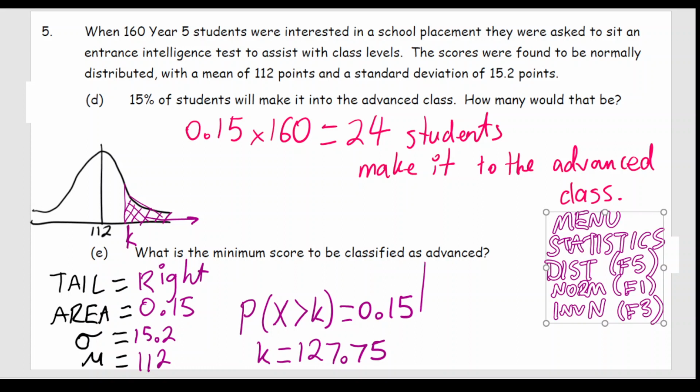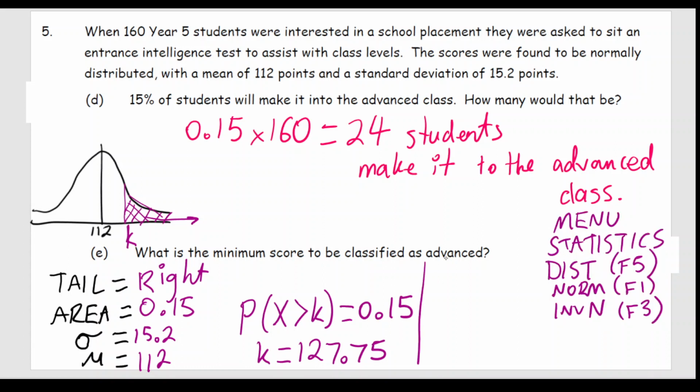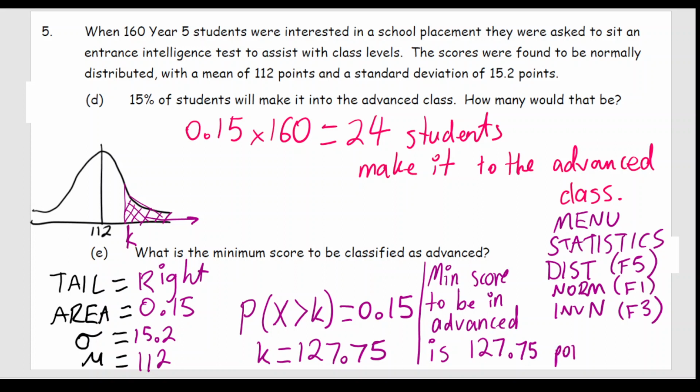We found this k value, but we do need to answer with a sentence, and our sentence is going to be something like: minimum score to be advanced is 127.75 points. Now in this case, because we've got a decimal answer and they haven't specified that it needs to be a whole number, we don't have to worry too much about rounding. If you rounded up to 128 in this case, you would not lose marks. Just make sure that you're paying attention to the context of the question.